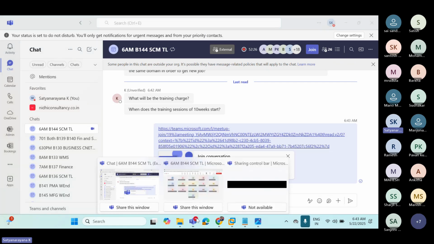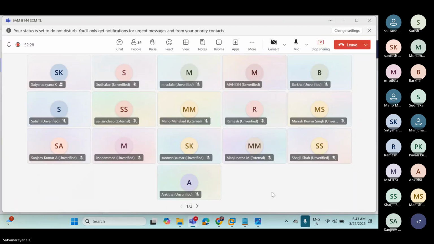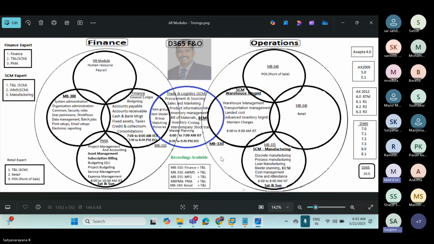Fine. Any more questions, please? Can you go back to the diagram? Here, one thing I just noticed: finance you have made a separate round, and operation a separate round. Will the HR module, finance, all this come under finance, and this is operation?